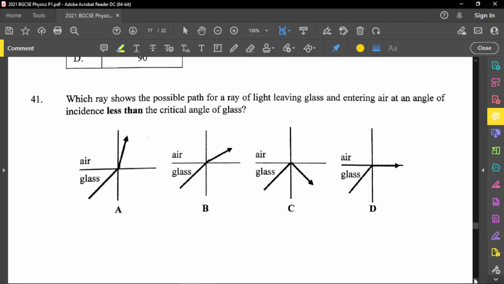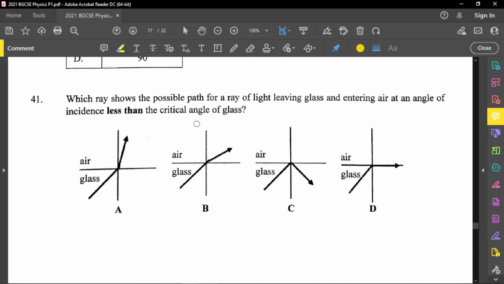So if it's less than the critical angle, all you're going to have is refraction taking place. And what's going to happen here also is we're going to refract. As the angle of incidence increases, you get a greater angle of refraction, because once it's less than the critical angle, then yes, you're getting closer to the critical angle, and the angle of refraction will also decrease, right?